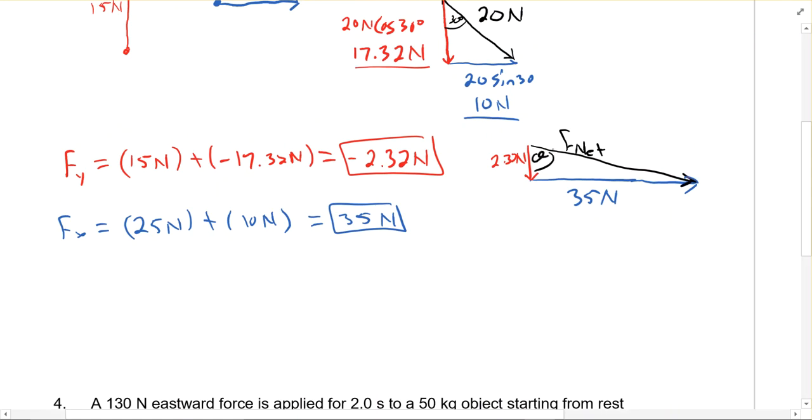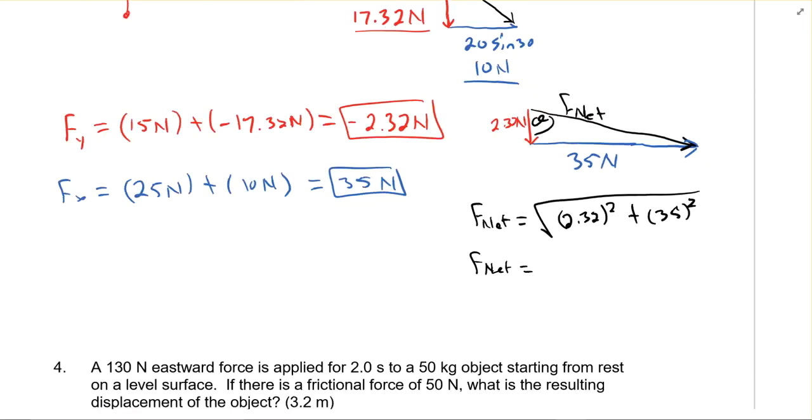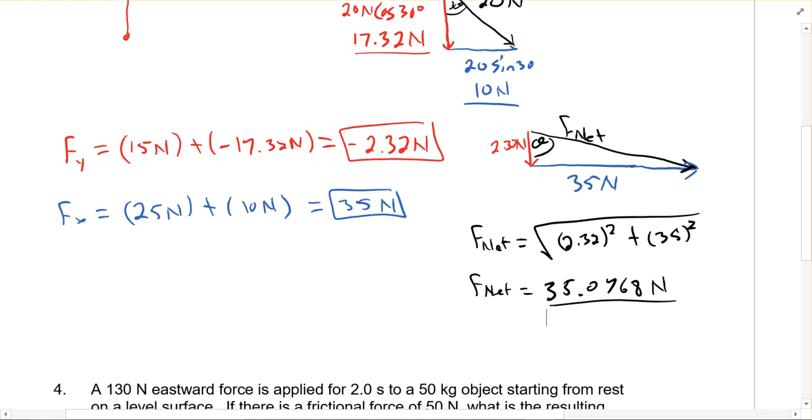All right, now we just got to figure out, F net is going to be equal to the square root of 2.32 squared plus 35 squared. And I got a little lazy, I didn't put my units down. So I get 35.0768. I'll put all the digits. Okay, so I'm leaving that long, and so I figured out that.